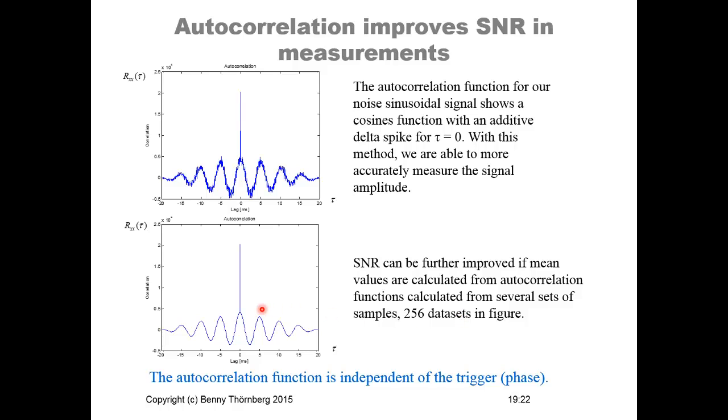And now we can see this as a clear cosine waveform with the delta spike here for tau equal to 0. And keep in mind also that the autocorrelation function, in the same way as the amplitude spectrum for the Fourier analysis, is independent of the trigger, the phase. So an oscilloscope that samples these data does not need to be able to trigger. It can trigger randomly on the data.